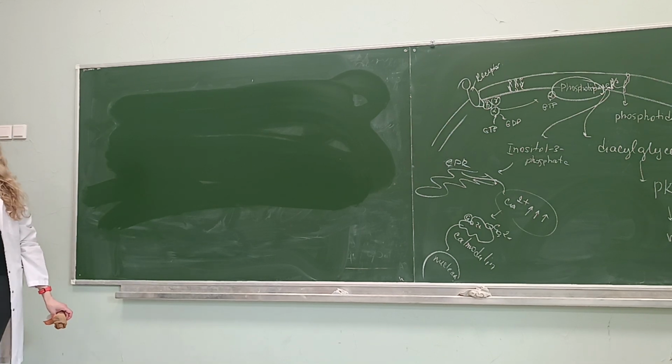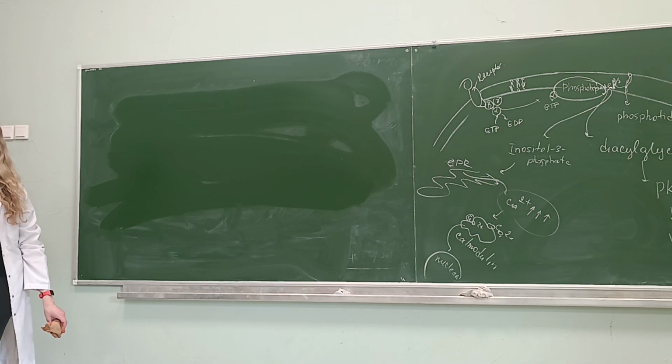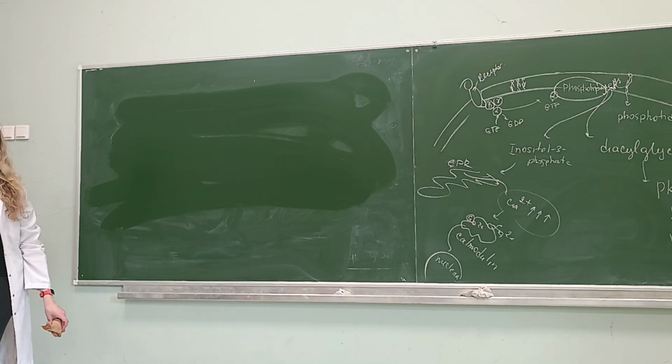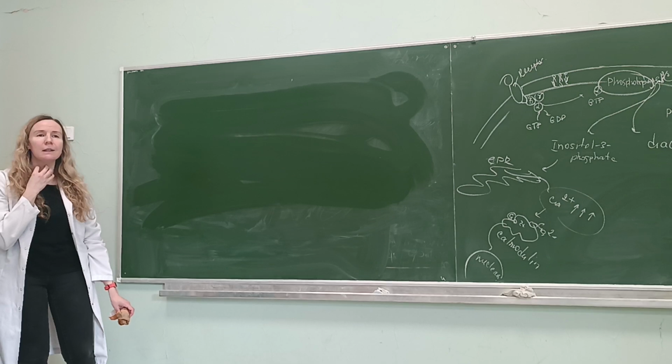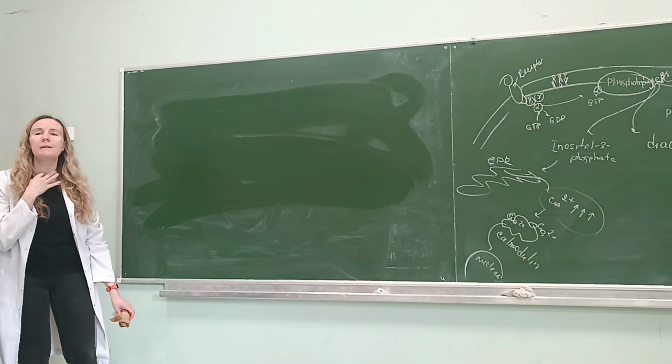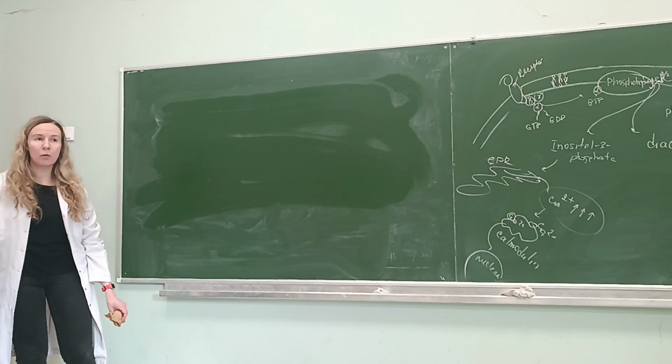So, we talked about thyroid hormones. Thyroid hormones are synthesized by our thyroid gland under the action of thyroid stimulating hormone. So I remind you that the thyroid gland contains a specific structure. We have follicles in the thyroid gland.